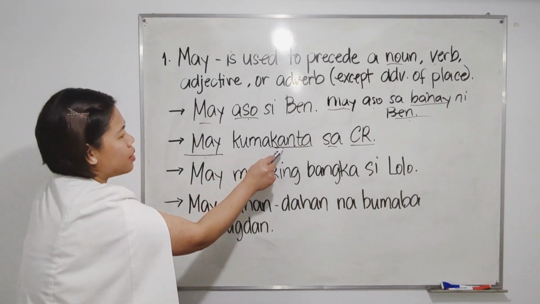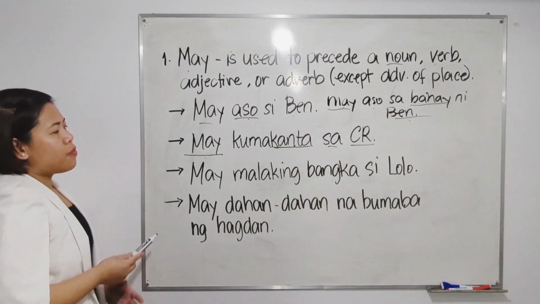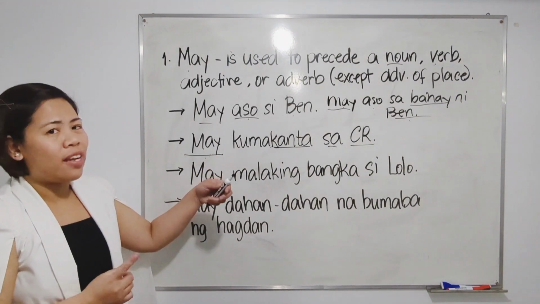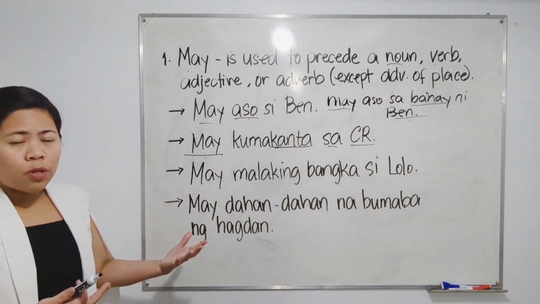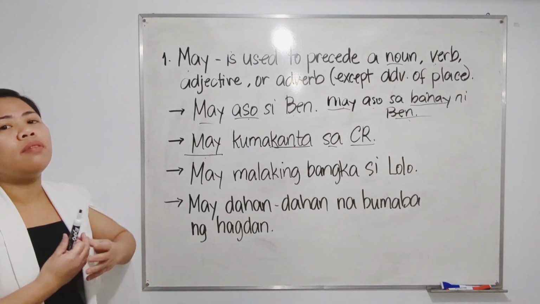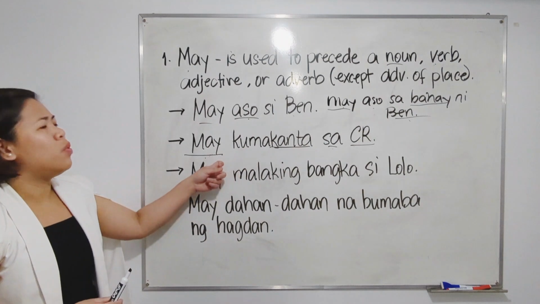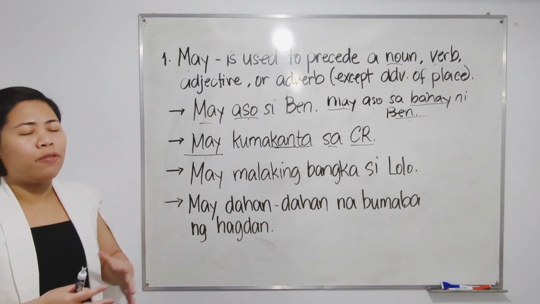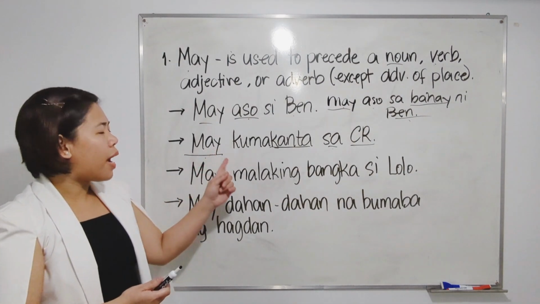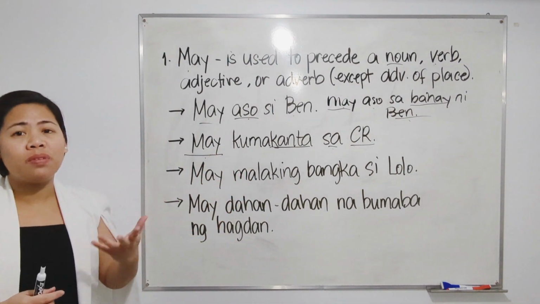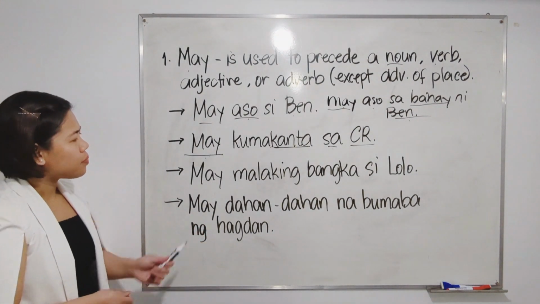And because this one is a verb, so we are going to use may. If someone would say "meron" with the NG, "merong kumakanta sa CR." Well, for spoken Filipino, it is accepted. We wouldn't notice that. No one would tell you that, no, "kumakanta" is a verb, you should use mayroon or meron. Filipinos would not notice, because as I said, for spoken Filipino, may or mayroon can be used interchangeably. So don't stress yourself out about this.